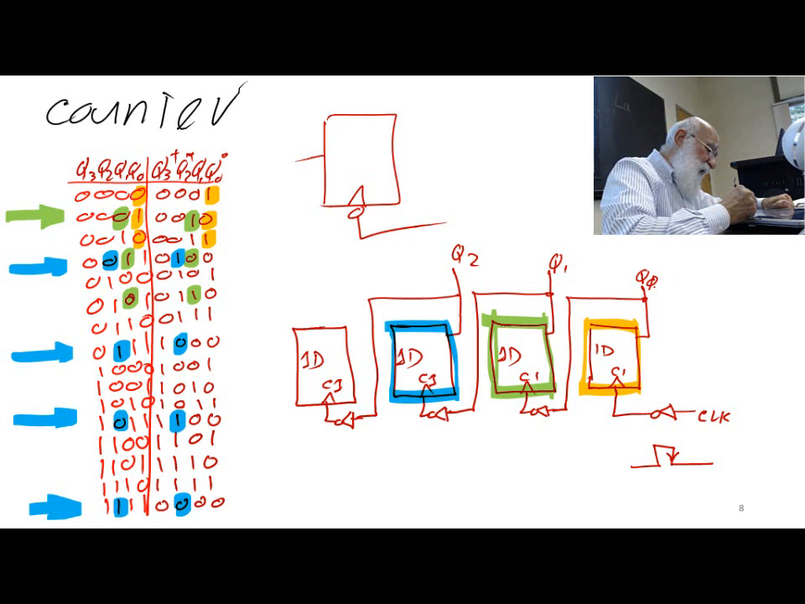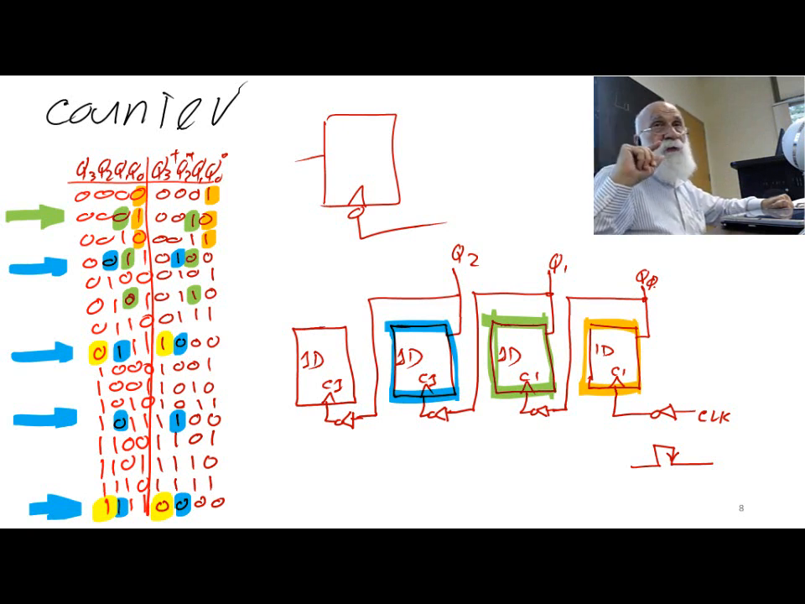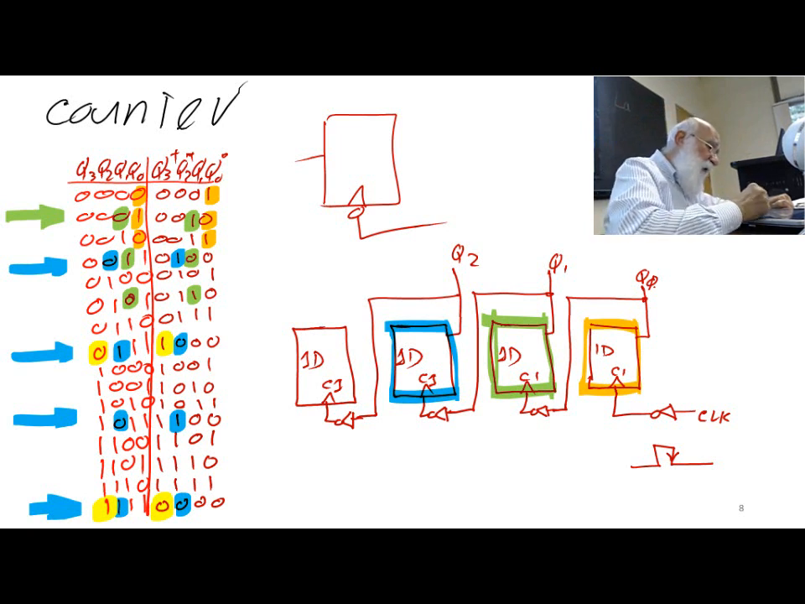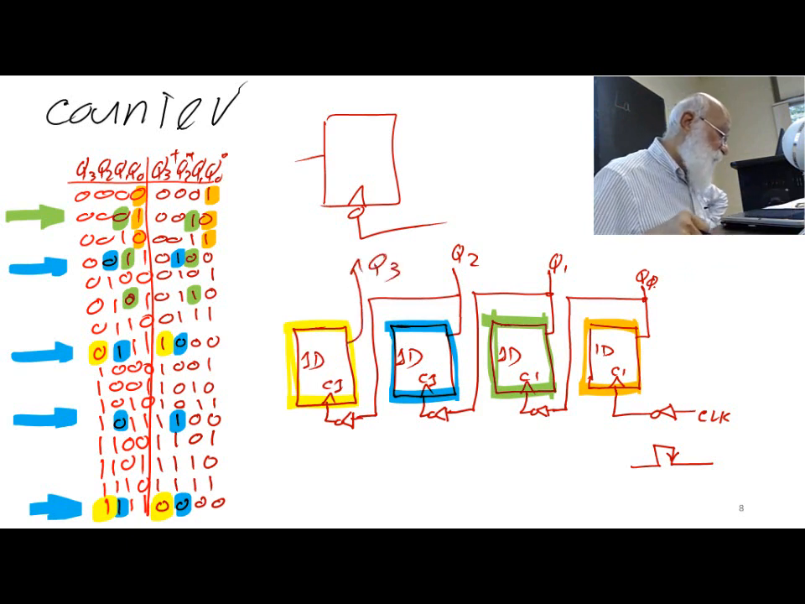And then you see that with the last flip-flop, the same thing. The last flip-flop toggles, changes from 0 to 1, changes from 1 to 0. I only have one requirement, and that is the bit to its right changes from 1 to 0. And therefore, this becomes my Q3. Okay? This is good and it works.